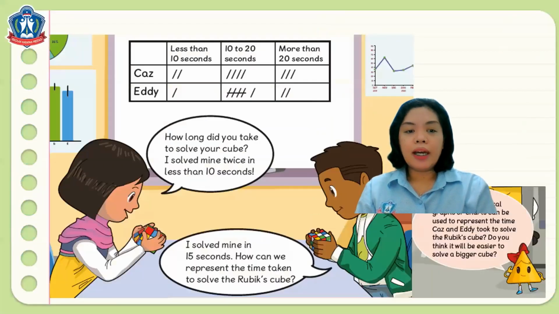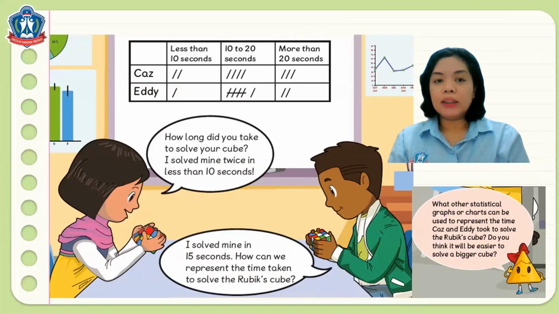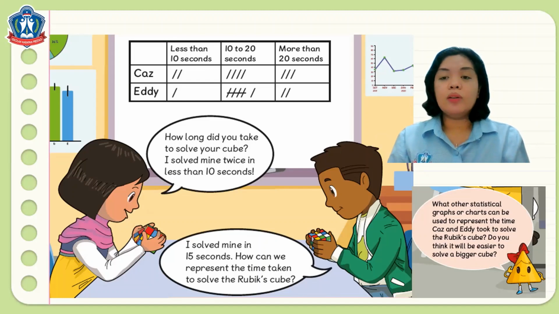Look at this picture. I have here Kaz and Eddie, and they are solving a Rubik's Cube. So look at the tally sheet or the table. You can see here the number of times that they were able to solve the Rubik's Cube. So aside from making this table, children, or this tally sheet, are there any other statistical graphs or charts that you know to represent this data? If you know the answer, children, you can share that during our class.